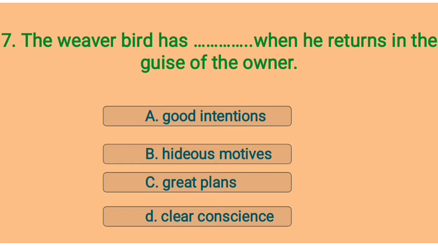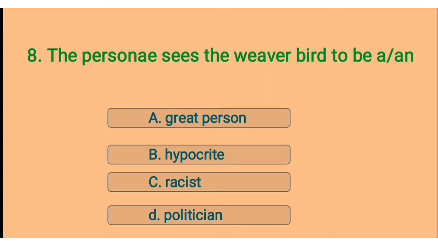Question 7. The weaver bird has dash when he returns in the guise of the owner. A. good intentions, B. hideous motives, C. great plans, D. clear conscience. The correct answer to this question is B. The weaver bird has hideous motives when he returns in the guise of the owner. Question 8. The persona sees the weaver bird to be A. a great person, B. a hypocrite, C. a racist, D. a politician. The correct answer to this question is B. The persona sees the weaver bird to be a hypocrite.